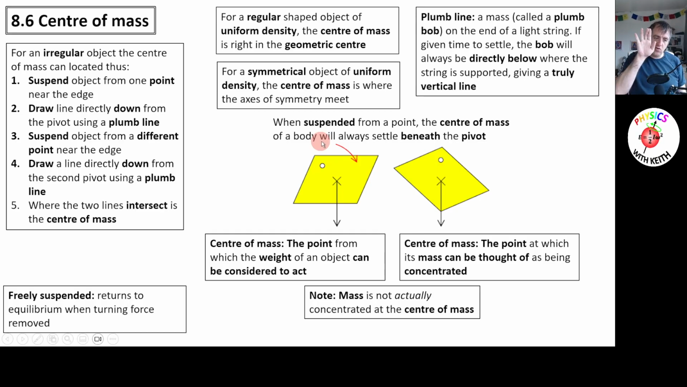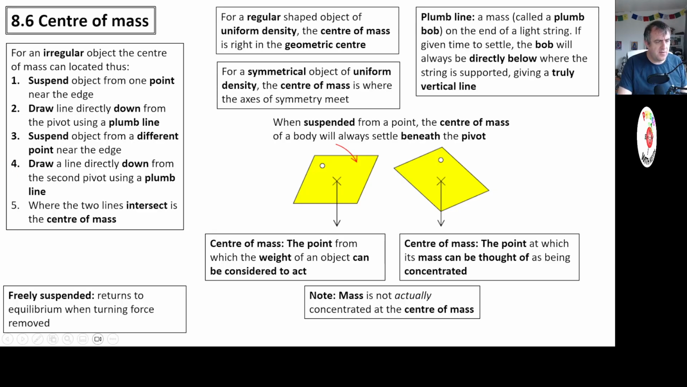Any slight movement, any slight perturbation causes there to be a moment, which causes rotation, increasing the distance, which increases the turning effect, and so on. It's like balancing a pencil on its tip. It's unstable, although technically it is an equilibrium point. It's an unstable equilibrium. With the centre of mass directly beneath the pivot, that's a stable equilibrium. I don't think I need to say anything else about centre of mass. I think I said everything I need to say about that.